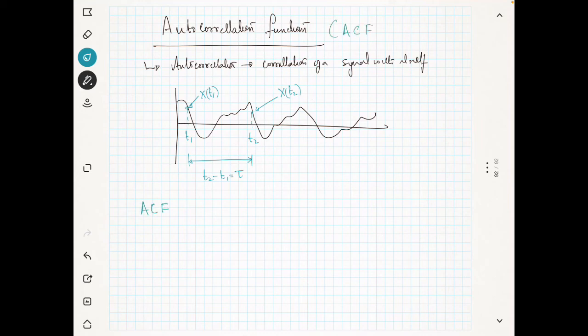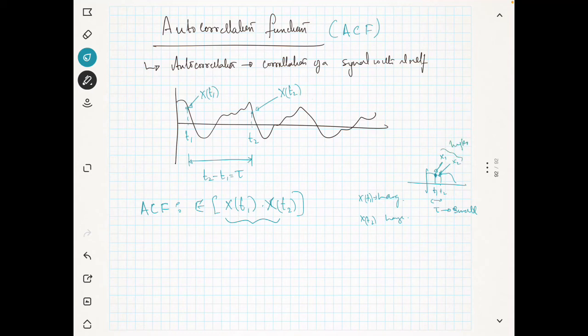Now the autocorrelation function, usually represented as ACF, is defined as the expected value of x of t1 multiplied with x of t2. Suppose if x of t1 is a large value, a big number, and x of t2 is a large value, and you are considering two time instances very close, so tau is very small, then the probability that both values, x1 and x2, are higher is very high, right?